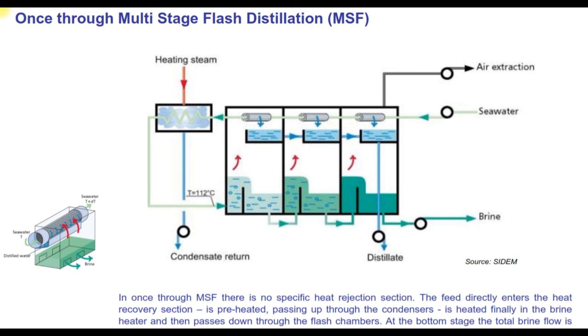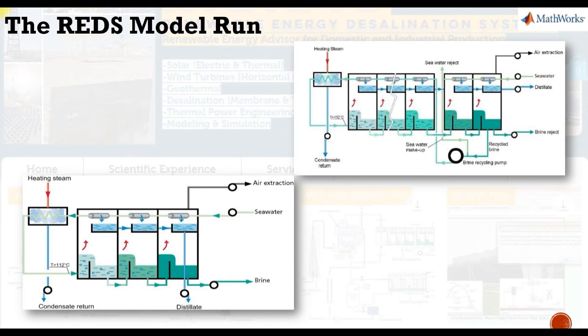For once-through, I'm considering it the original case. There is no specific heat rejection section. The feed directly enters the heat recovery section, passing through the condenser, and finally it is heated by a separate heater and then passes through the flash chamber at the bottom of it. So we lose our already heated brine without utilizing it or enhancing the performance. That's simply the difference.